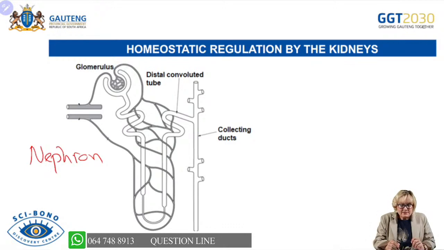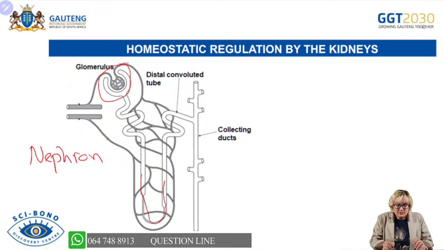And then there's the glomerulus, and then you have this loop of Henle down here, and this tube here is called the distal convoluted tubule, and then finally you get the collecting ducts. That's where you will find the urine. So urine will finally be in this part of the nephron. If you don't know the structure of the nephron, I advise you to go back and make sure that you know the structure of the nephron.